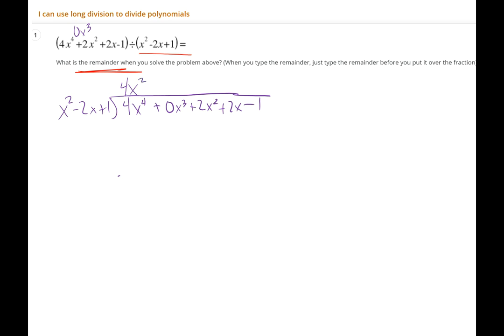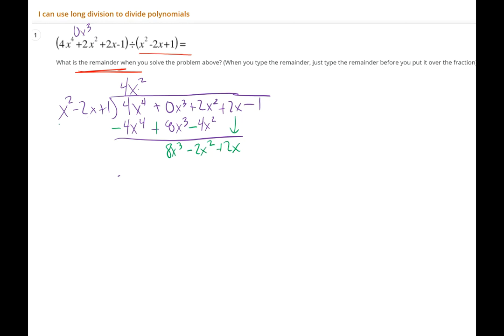Then I distribute through it. 4x squared times x squared is 4x to the fourth. 4x squared times negative 2x would be negative 8x cubed. 4x squared times 1 would be 4x squared. Then I'm going to switch the signs. So minus plus minus. The 4x to the fourth minus 4x to the fourth goes away. 0x cubed plus 8x cubed is 8x cubed. 2x squared minus 4x squared is negative 2x squared. And we're going to drop down the positive 2x.